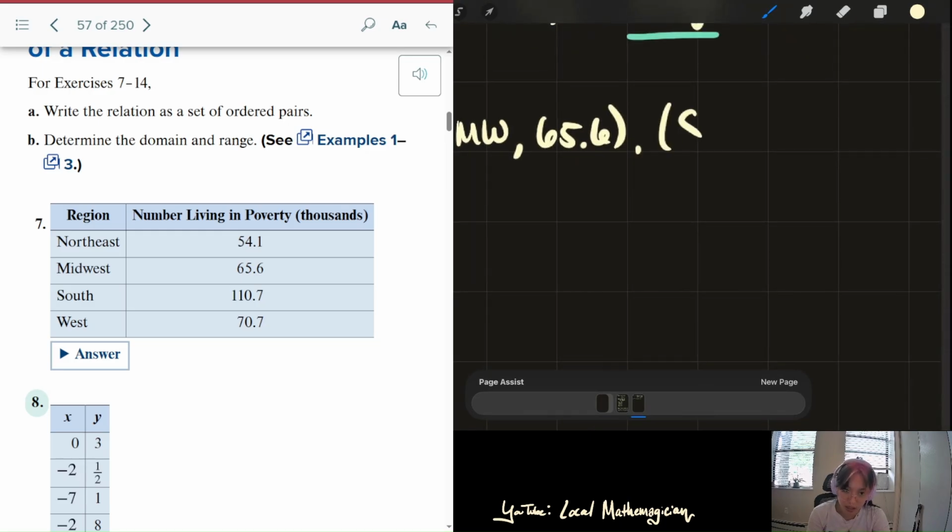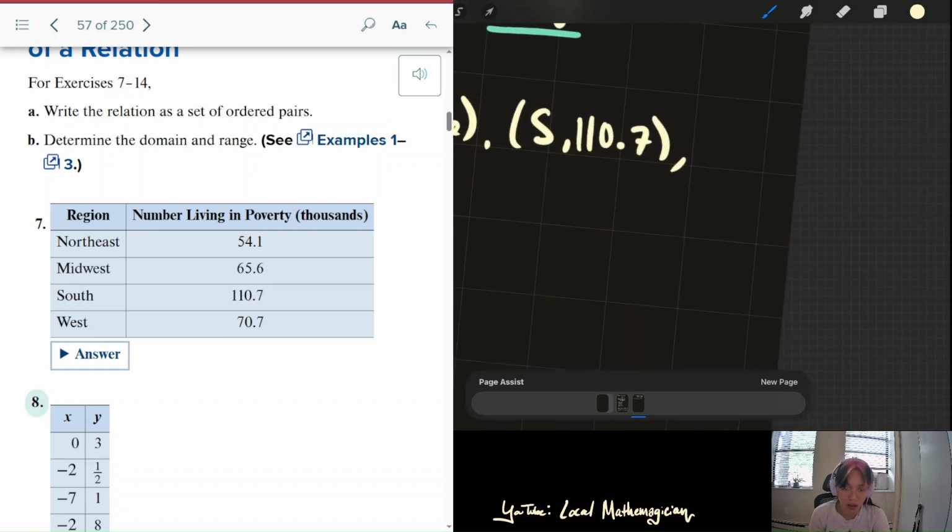Comma, South, 110.7, comma, West, comma, 70.7.